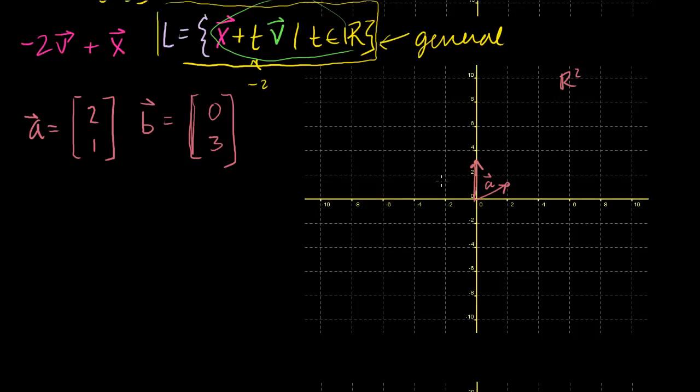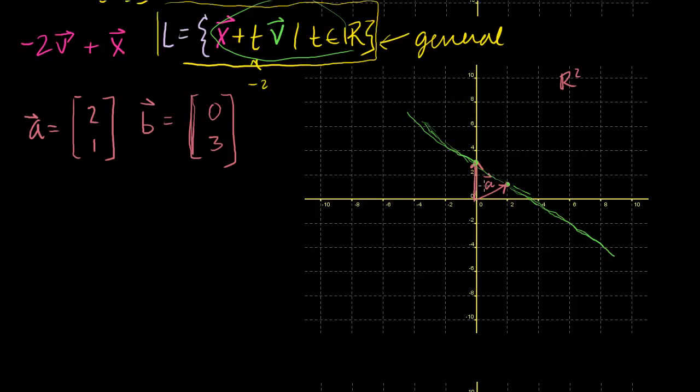Now, what if I asked you, give me a parameterization of the line that goes through these 2 points? Essentially, I want the equation. If you're thinking in Algebra 1 terms, I want the equation for the line that goes through these 2 points. The classic way, you would have figured out the slope and all of that, and then you would have substituted back in. But instead, what we can do is say, hey, look, both of these vectors lie on this line.